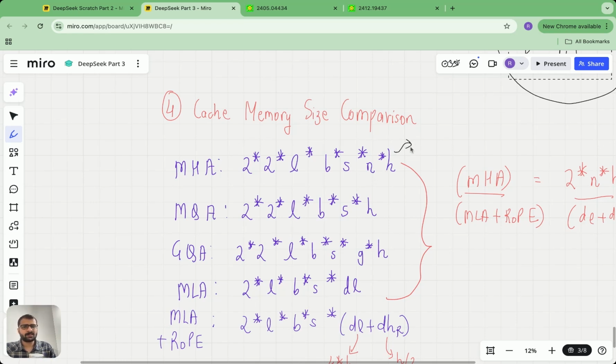H is my attention head dimension, N is the number of attention heads, S is the context length, B is the batch size, L is the number of transformer layers. I'm assuming a 16-bit representation for each parameter, so we have 2 bytes over here. And the reason this one more 2 is there is because we have a K cache and we have a V cache. So K and V. So that's why for the original multi-head attention, it's this much memory size.